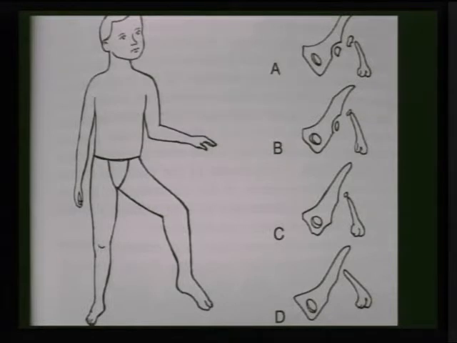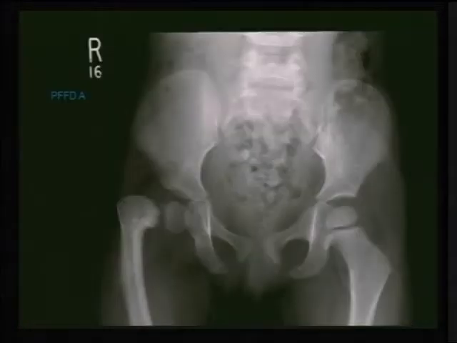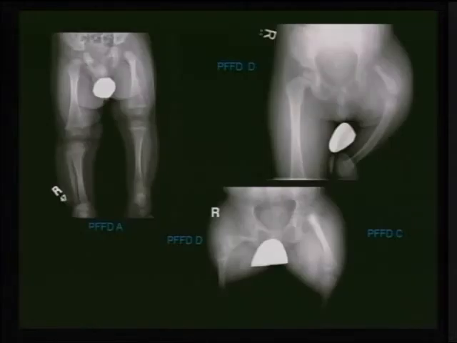We know that the stimulation for the formation of the acetabulum is the presence of the femoral head. If there is no femoral head, there is no acetabulum. So you find A and B, there is acetabulum because the femoral head is there. C and D, there is no acetabulum because there is no femoral head to stimulate the formation of the acetabulum. So you can see there is acetabulum, there is femoral head, but there is a defect in the neck of the femur. And this is a type A proximal focal femoral deficiency, PFFD.